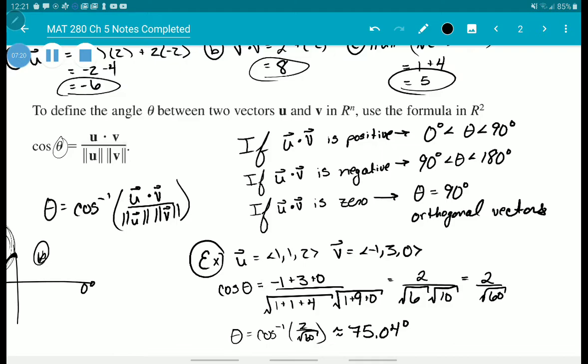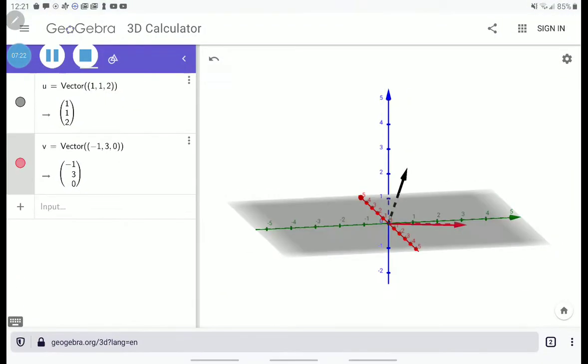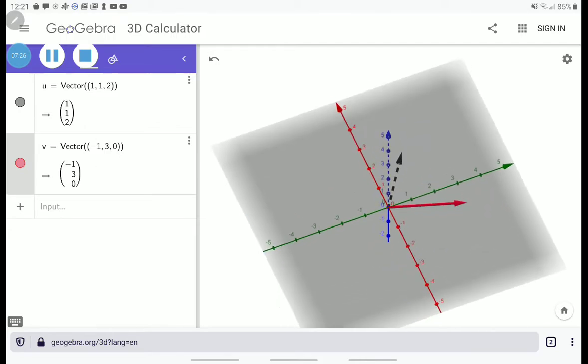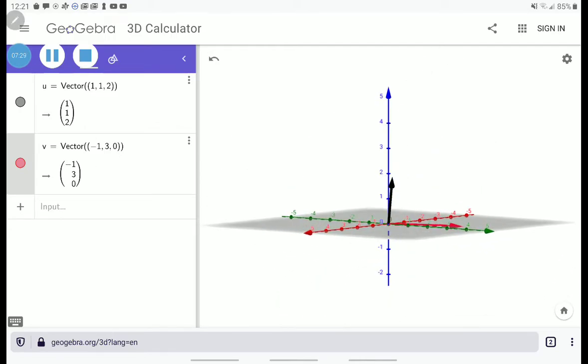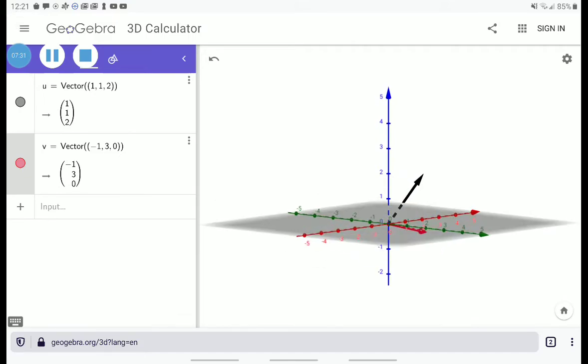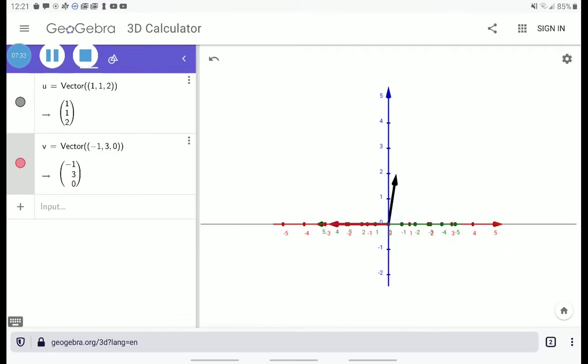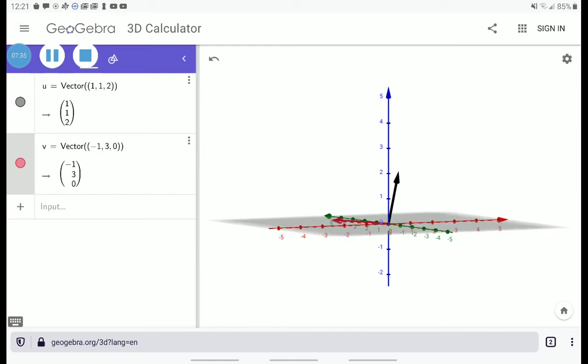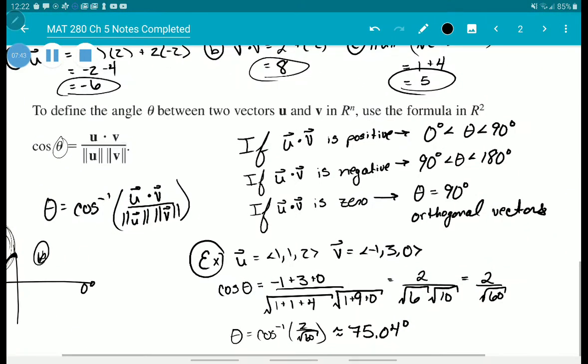So if we were to go back to our picture in GeoGebra, here's vector 1 and vector 2. And you can see that that's definitely going to be an acute angle between those two vectors. And that angle measured between here would end up being approximately 75 degrees. So that's how we use that formula.